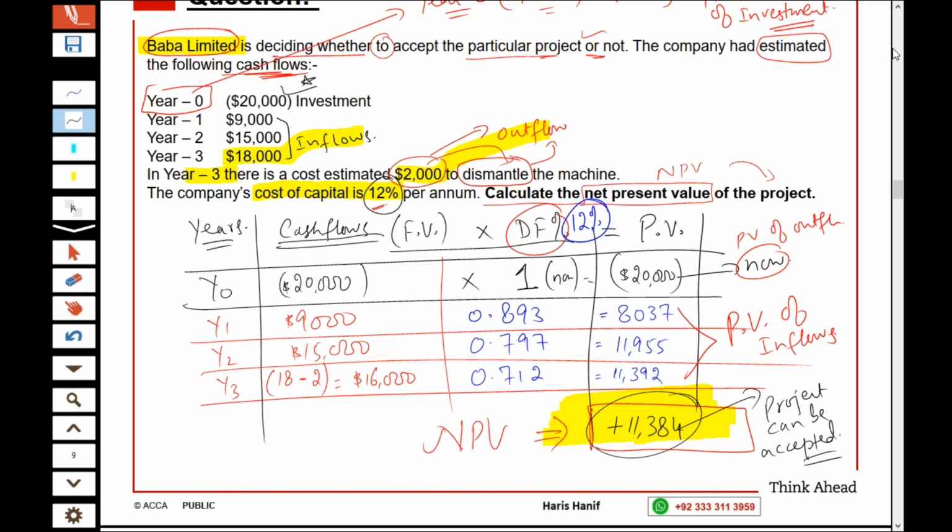This is the technique of net present value. Net present value basically calculates the present value of all your cash flows, whether inflows or outflows. Okay, so if your net present value is positive, you can accept that project. If it is negative, you should reject it.